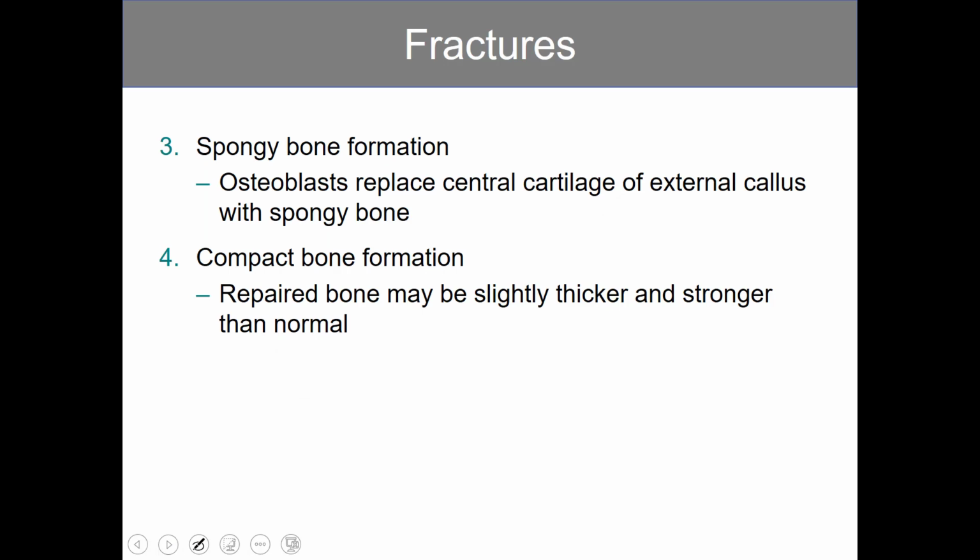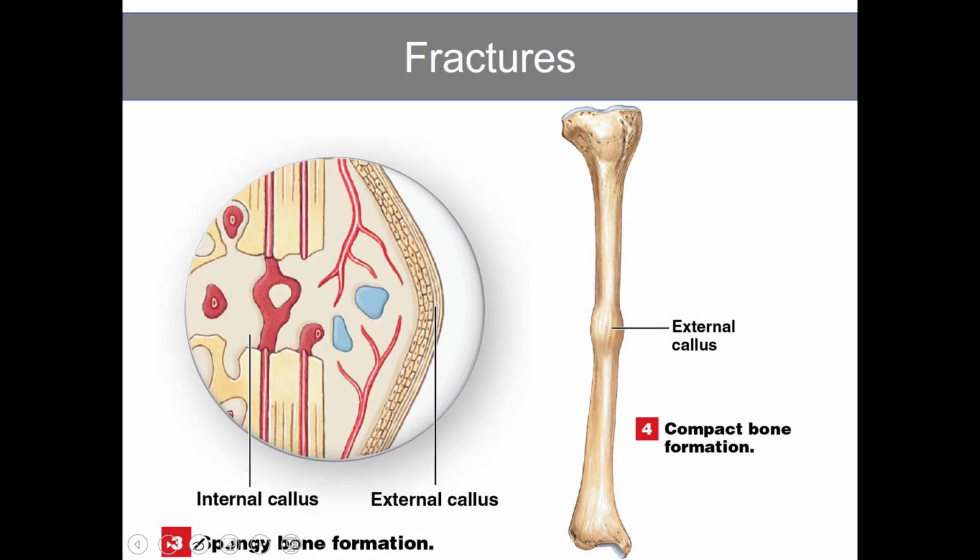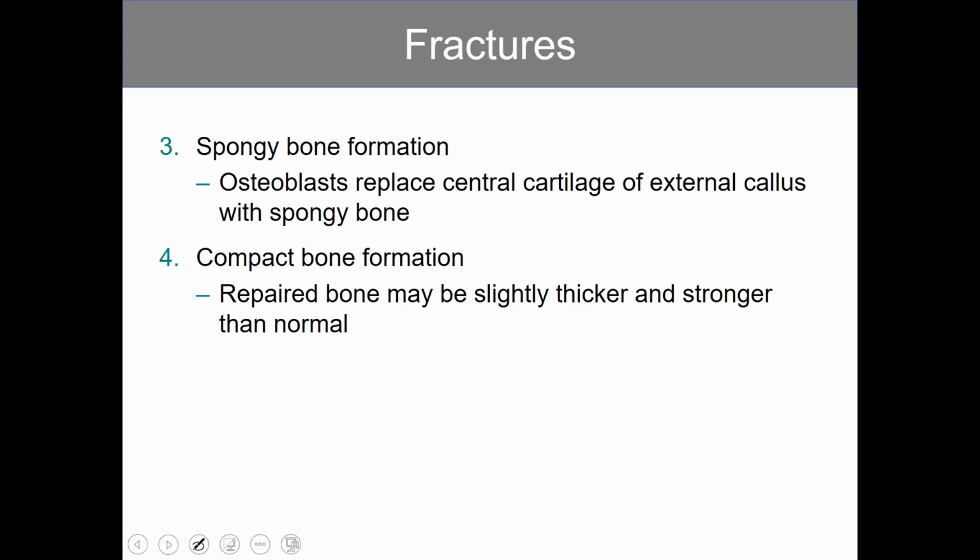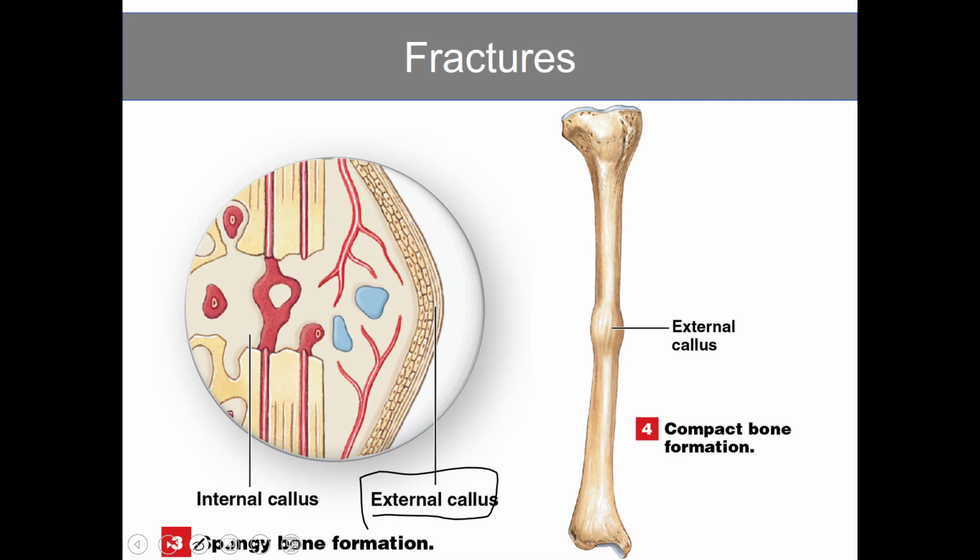The third step involves spongy bone formation. The osteoblasts are going to replace the cartilage within the center of the external callus with spongy bone. So you can see here we have the external callus, and osteoblasts are going to replace the cartilage within that external callus and form new bone. And then lastly, compact bone formation. Repaired bone is going to be slightly thicker and stronger than normal, and this can occur upwards of a year while we wait for this external callus to slowly be eroded away through remodeling.